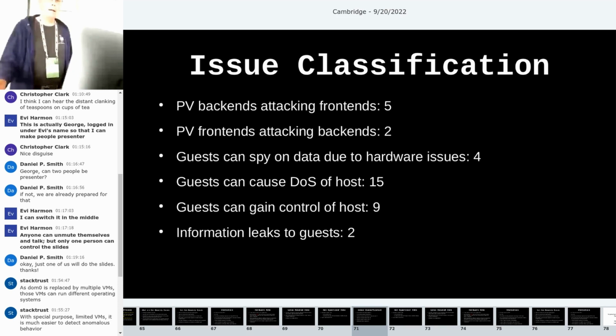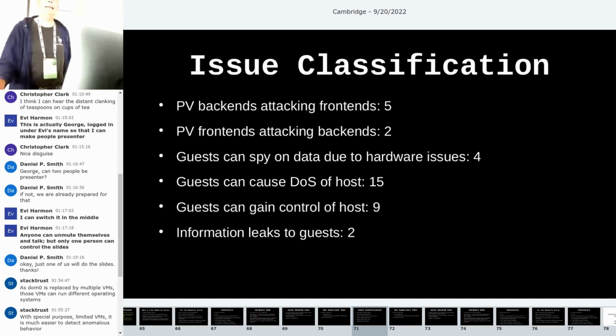Last but not least, some issue classifications. So we had 5 XSAs where PV backends could attack frontends. We had 2 XSAs where frontends could attack backends. Those were the Xen netback ones. Of course, the 4 hardware-related XSAs where the guests could spy on data due to hardware issues.